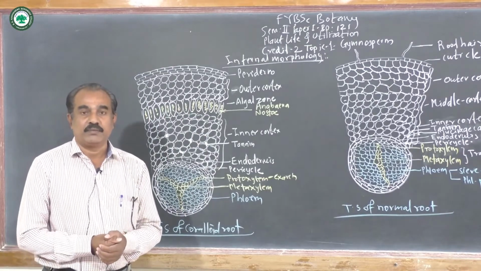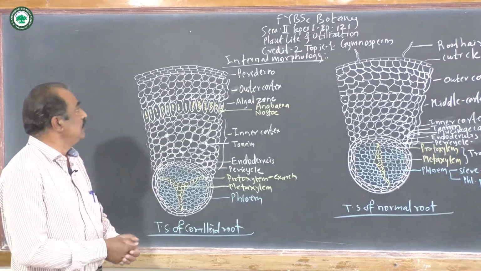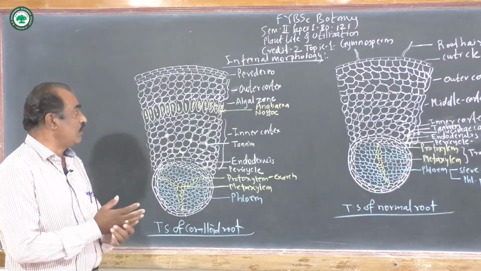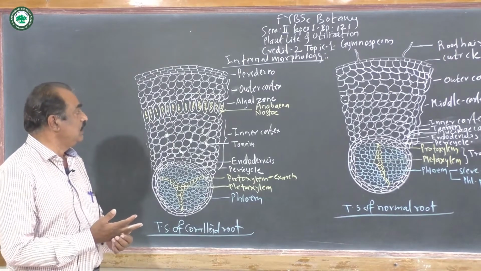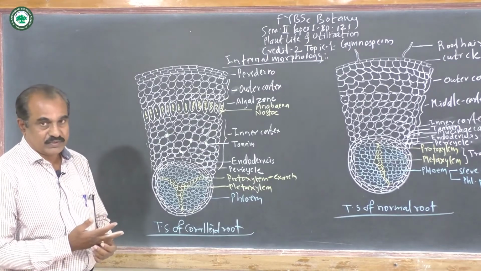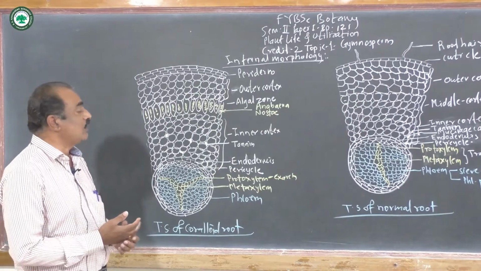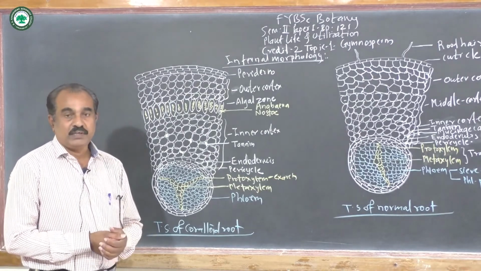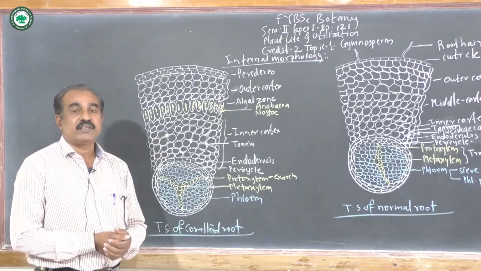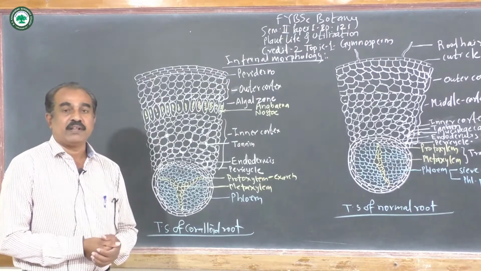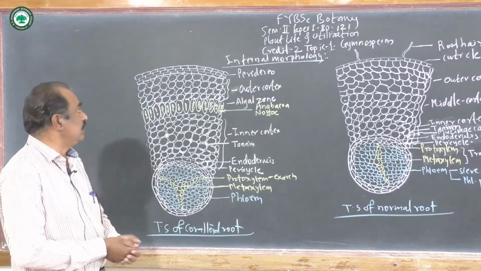It is multi-layered. Inside this, there is the cortex, and the cortex is divided into three layers. The first is the outer cortex, where cells are loosely arranged. It is multi-layered, and the cells are somewhat thin-walled. They are parenchymatous and they store food material.